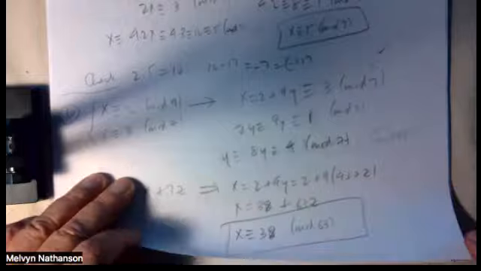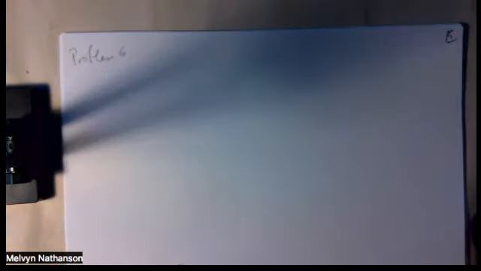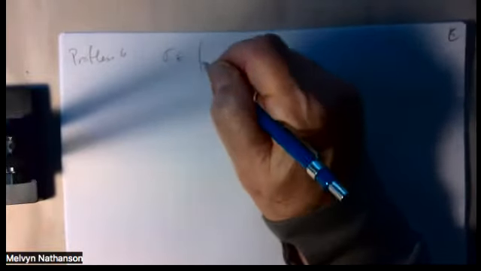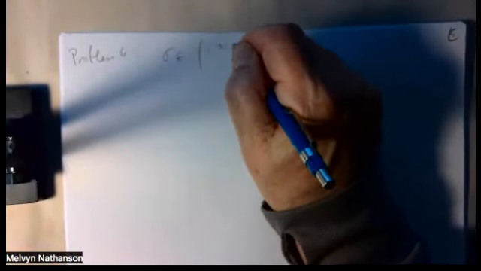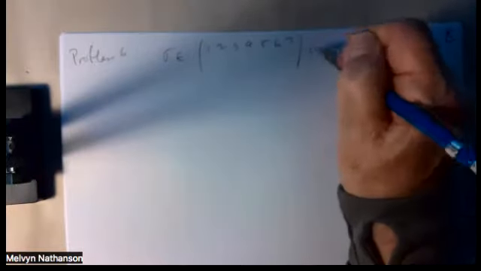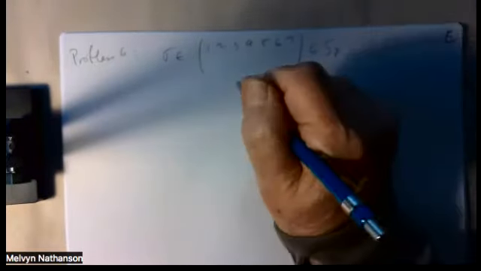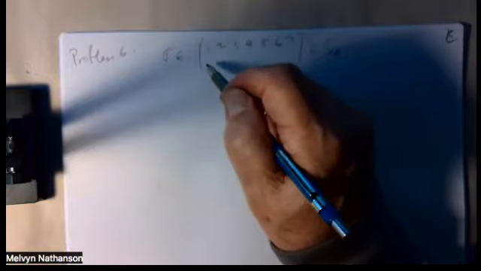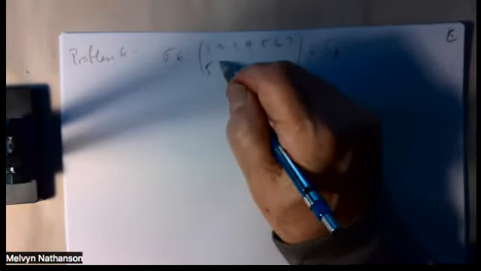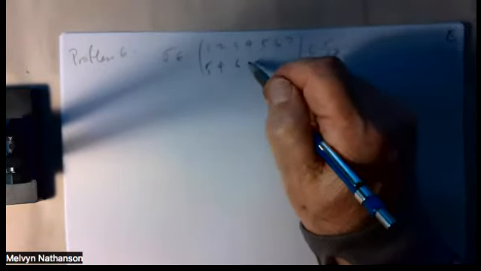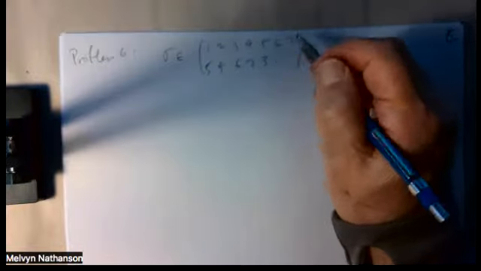Well, after problem 5 must come problem 6. So in problem 6, we have the permutation sigma in S7. So a permutation of the integers 1 through 7. 1 goes to 5, 2 goes to 4, 3 goes to 6, 4 goes to 7, 5 goes to 3, 6 goes to 1, and 7 goes to 2.